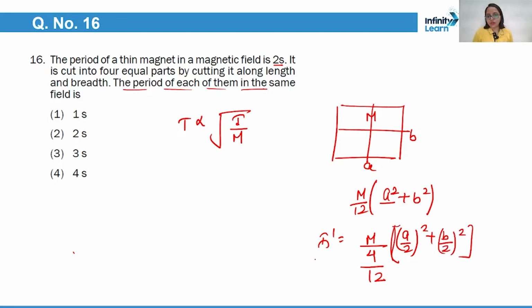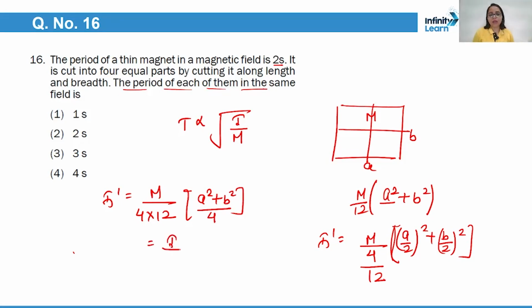Fine. So over here, new moment of inertia I dash will be m by 4 into 12 into a square plus b square by 4. Right, so it is nothing but I by 16. It is 1 by 16 times the previous one, right? So if we find a new time period as T dash, T dash will be directly proportional to under root of I upon 16 into m by 4, because I'm cutting it into 4 equal parts. Right, so this is nothing but directly proportional to under root of I upon 4m.